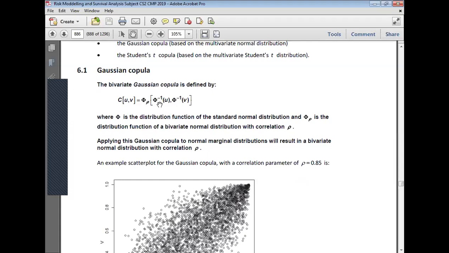So again, here what they have done is they have plotted this bivariate Gaussian. So again, bivariate why? Because we are looking at two axes.